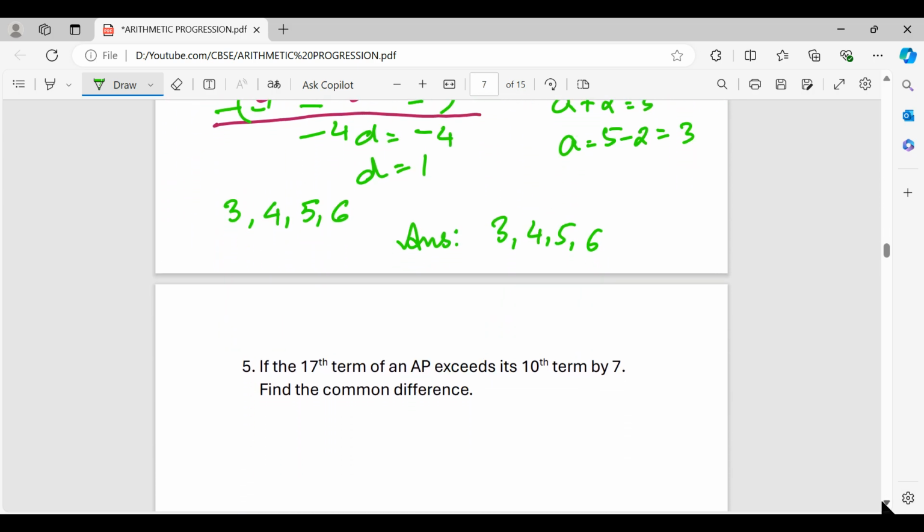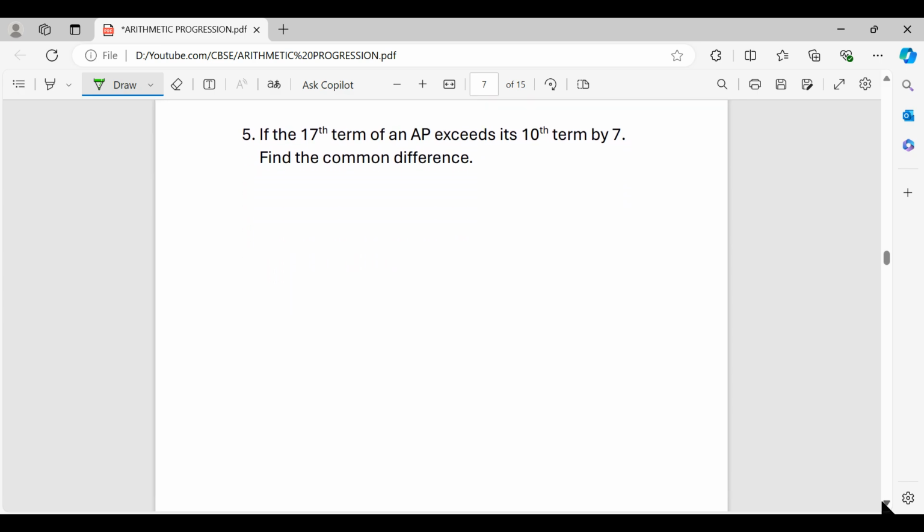Now the next part is: if the 17th term of an AP exceeds its 10th term by 7, find the common difference. It says that the 17th term of an AP exceeds its 10th term by 7.